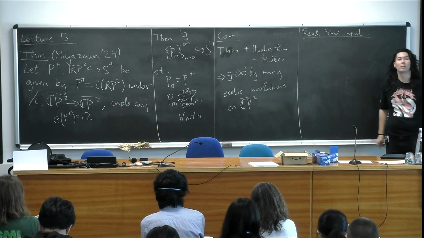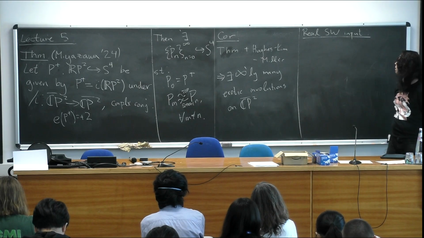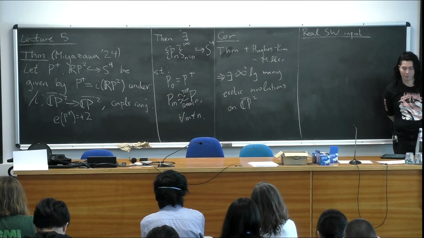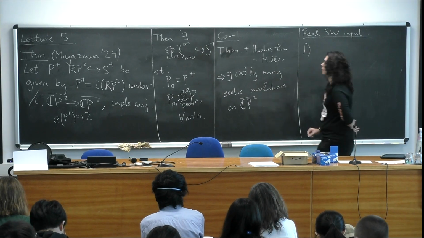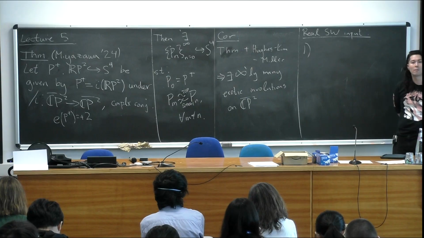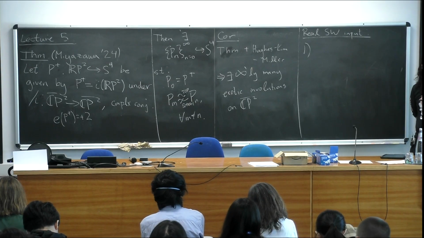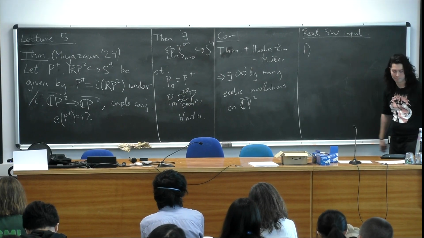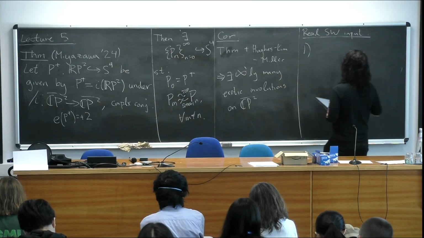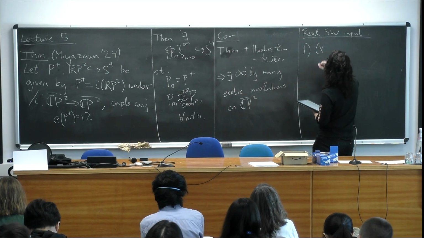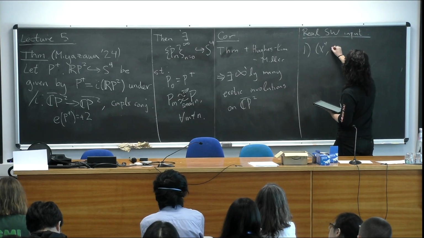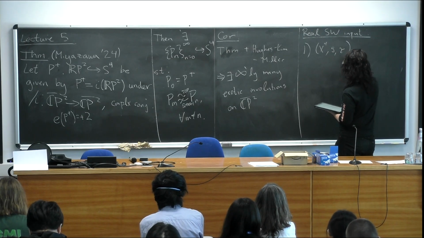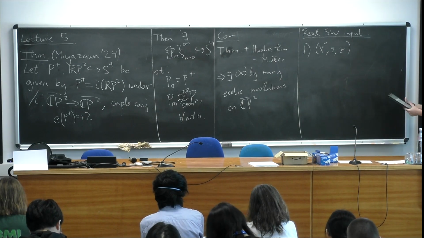But before then, let me give the real Seiberg-Witten input that we're going to need for the proof of this theorem. And we're going to define a bunch of invariants. We're going to extract numbers from four manifolds and three manifolds coming from the real Seiberg-Witten construction.